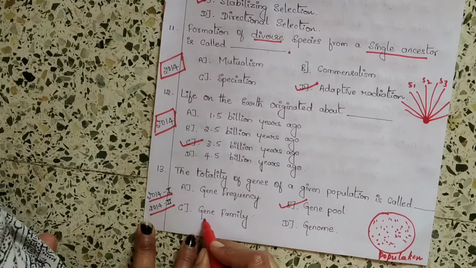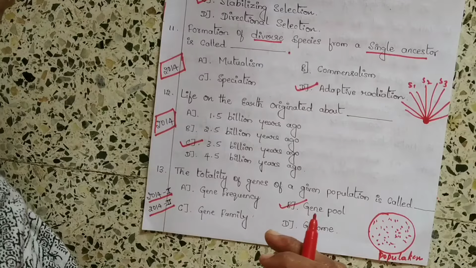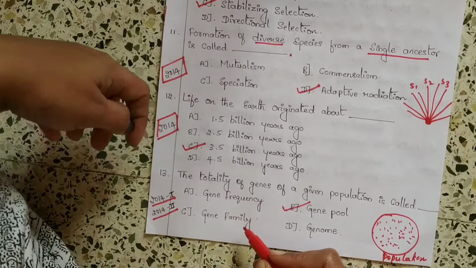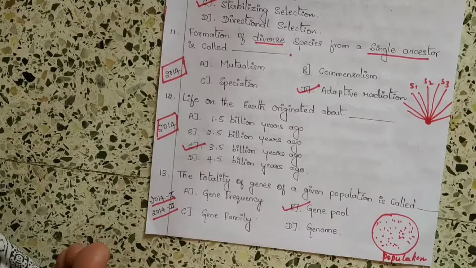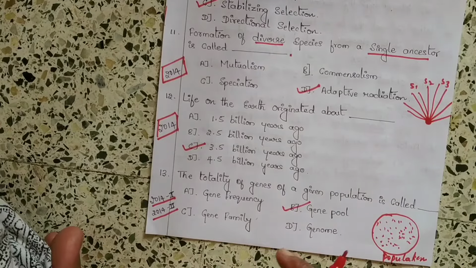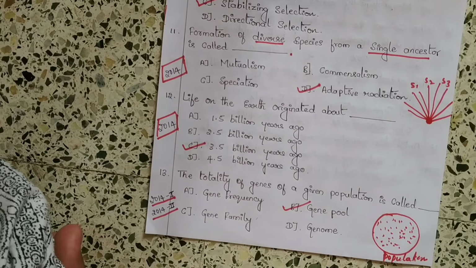Let us know what a gene family is. A gene family means a group of genes that are related in structure and often in function. These are genes in a gene pool or in a population that are descended from an ancestral gene. Okay, those actually form the gene family.